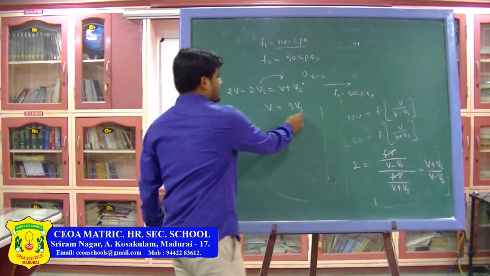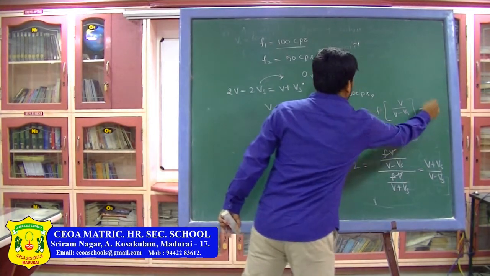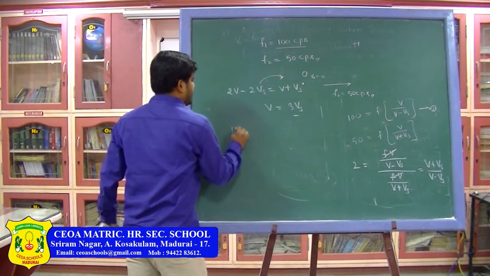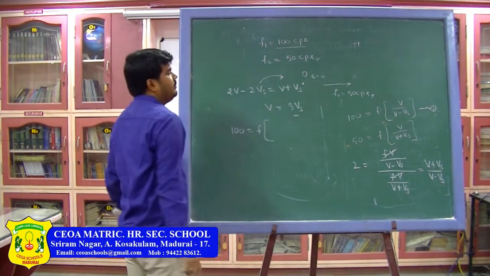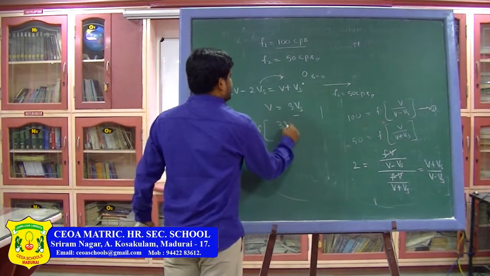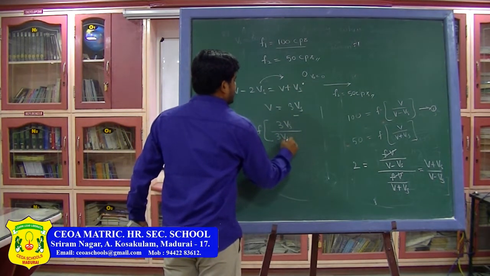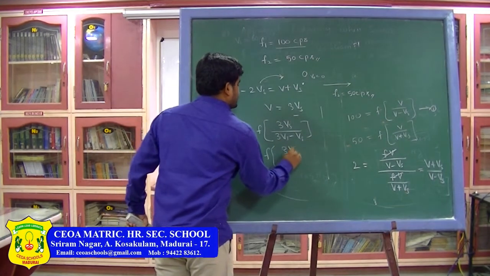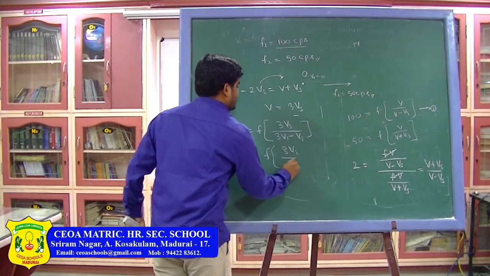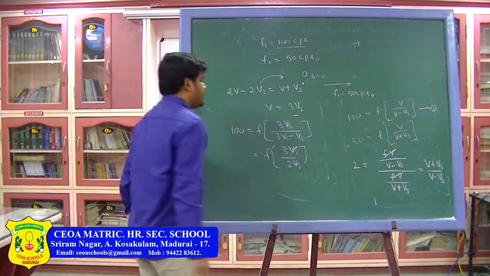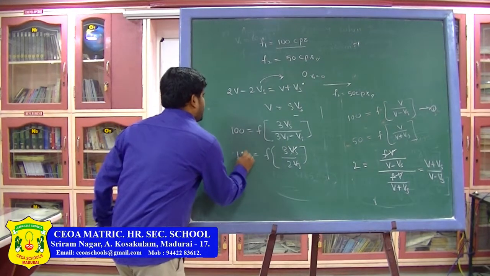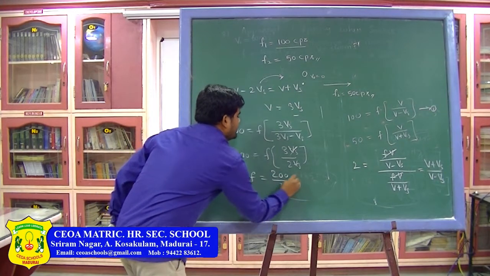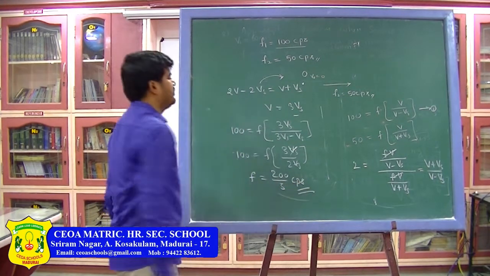Now, let us substitute this value in equation 1 and get the value of the real frequency of the source, that is 100 is equal to F into V, value 3Vs, divided by 3Vs minus Vs. So it will be F into 3Vs divided by 3 minus 1, that is 2Vs. So it will be 3 by 2 F. Therefore, F is equal to 2 into 100 divided by 3, that is 200 divided by 3 cps. This is the answer for this problem.